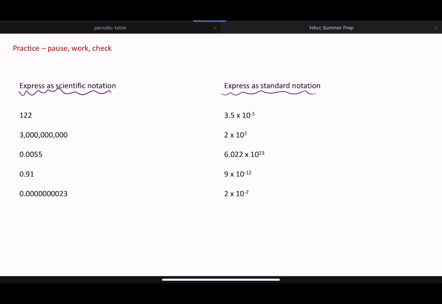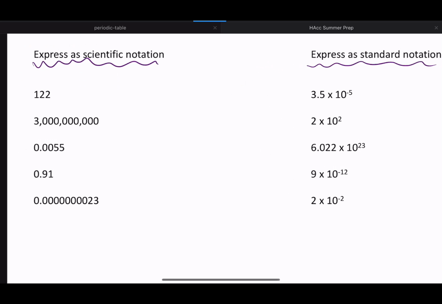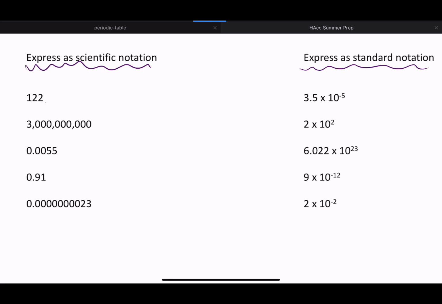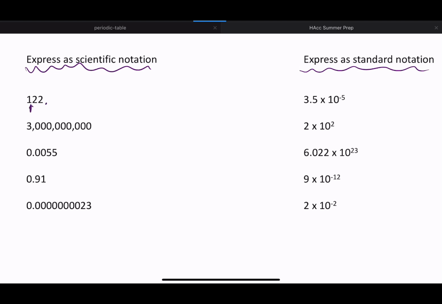Okay, so 122. What that means is the decimal is currently here. We need it to be here. So that's 1.22, and it is 2 times 10 to the second, a positive exponent because it is big, bigger than 1, as in this number value is bigger than 1. Same thing here. The decimal is currently here. I need it to be here.